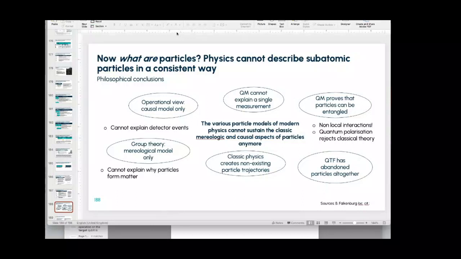And so what you say here may be an exaggeration. What? Well, QM cannot explain a single measurement. QM does explain a single measurement by saying it's a probability. Yes, but explanation is not probabilistic. If something is probabilistic, that's a prediction. But explanation means that I can... here I mean explain in the sense of being able to determine a non-probabilistic causality.